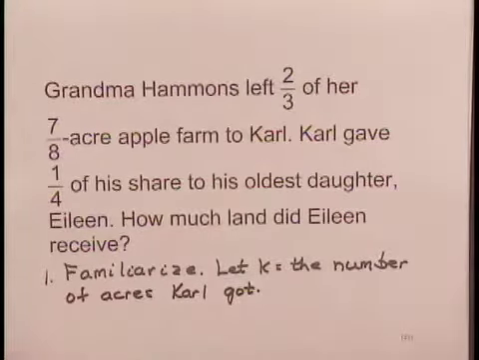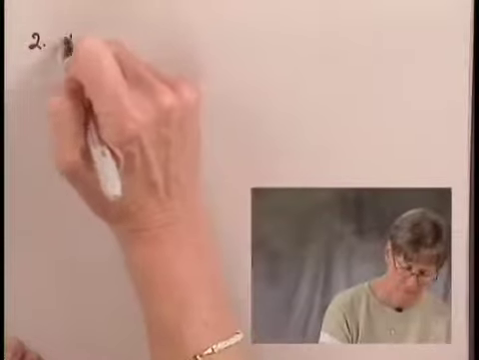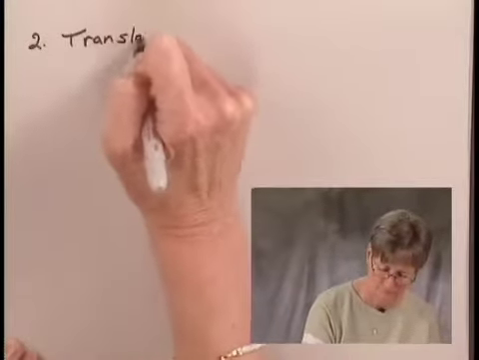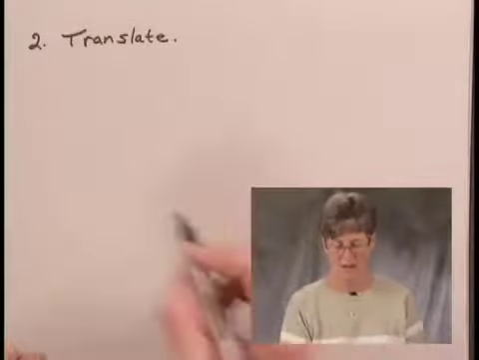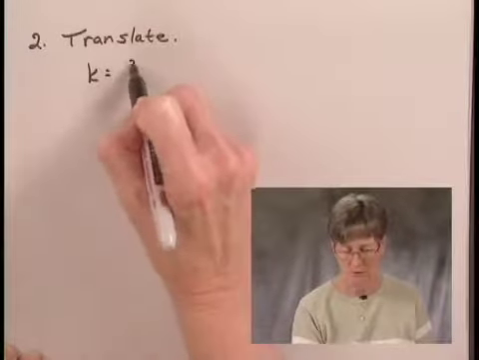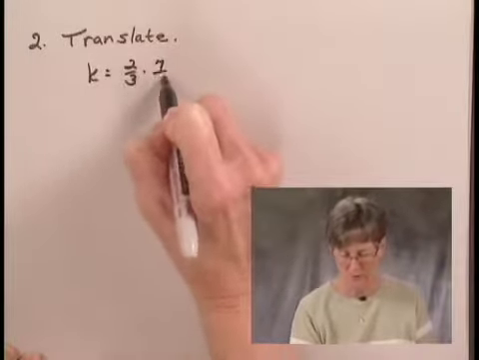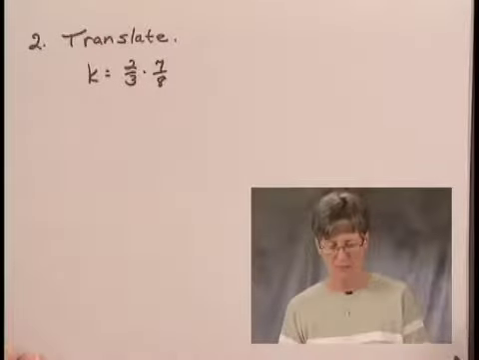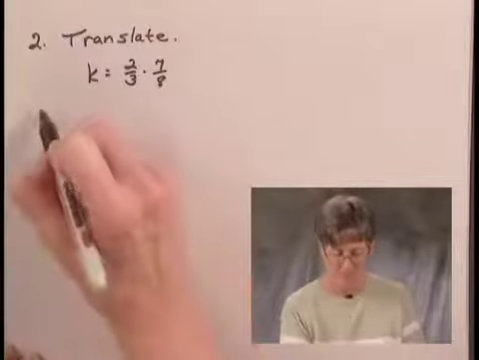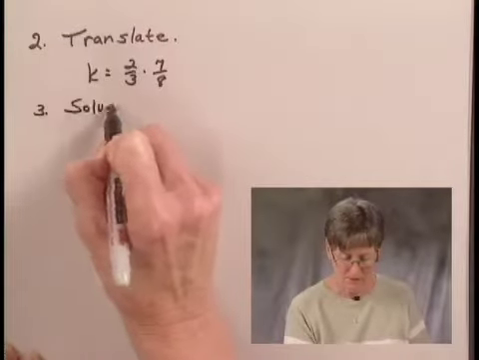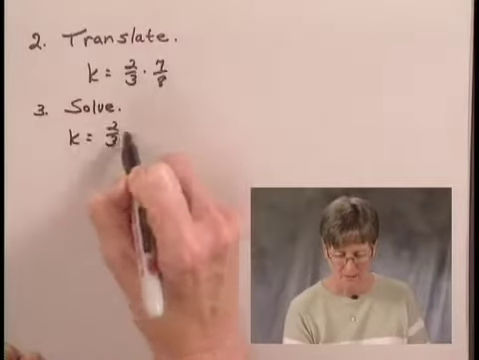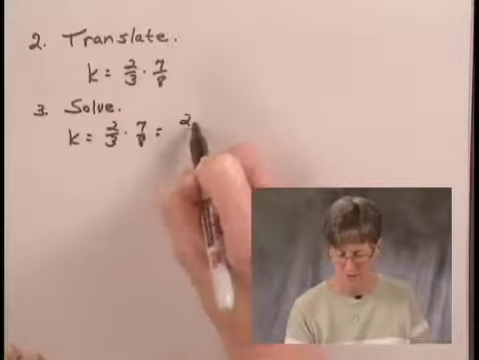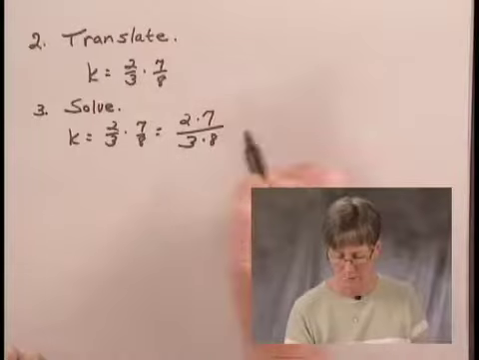And the next thing we'll do is to translate to an equation. Carl got 2/3 of 7/8 of an acre, so K is equal to 2/3 of 7/8, or 2/3 times 7/8. And this is the equation then. K equals 2/3 times 7/8. And we'll solve that equation by carrying out this multiplication on the right-hand side. K is equal to 2/3 times 7/8, which is 2 times 7 over 3 times 8.